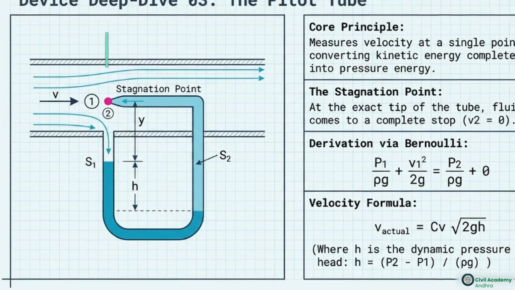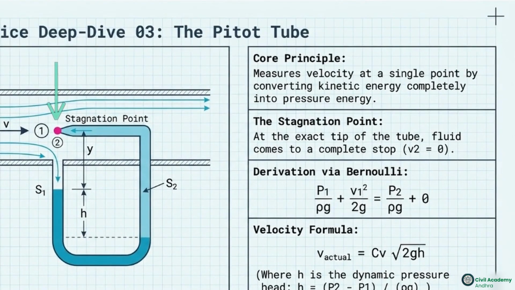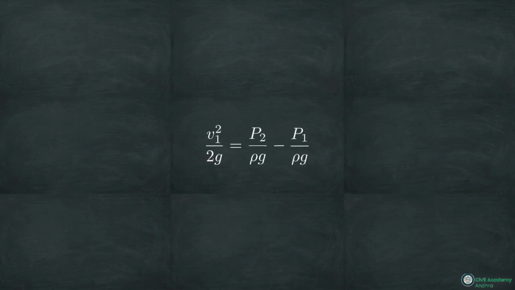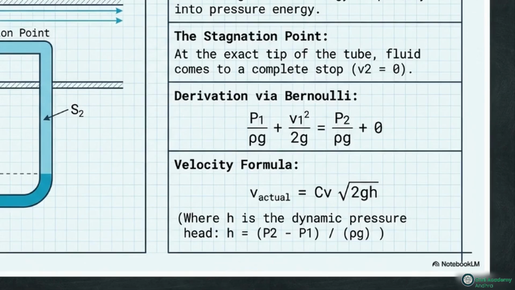The exact tip of the tube is the stagnation point, where a single fluid streamline is brought to a dead stop. Because velocity drops to absolute zero, 100% of its kinetic energy instantly converts into pressure energy. Walking through the Bernoulli derivation, since the velocity at point 2 equals 0, that dynamic pressure head is perfectly isolated in the equation. This final velocity formula utilizes the coefficient of velocity, or CV, to account for the minor frictional losses that occur right at the tube's tip.